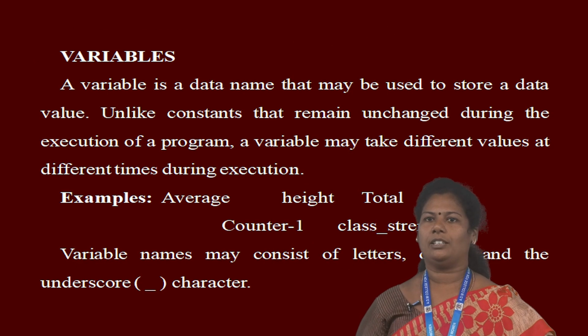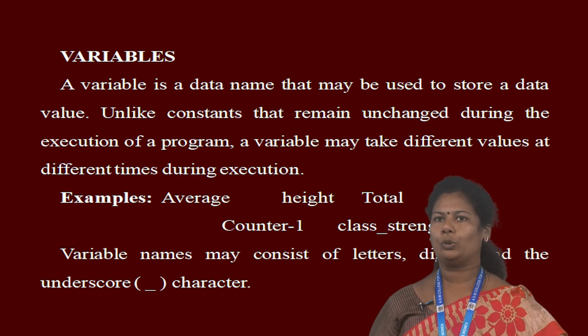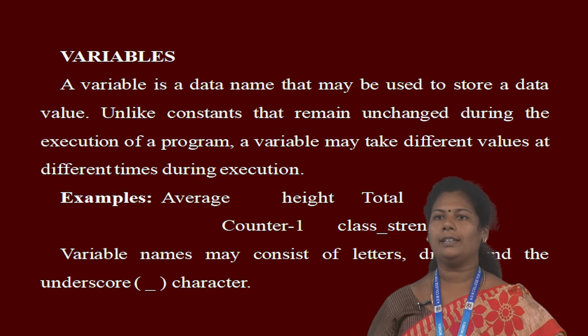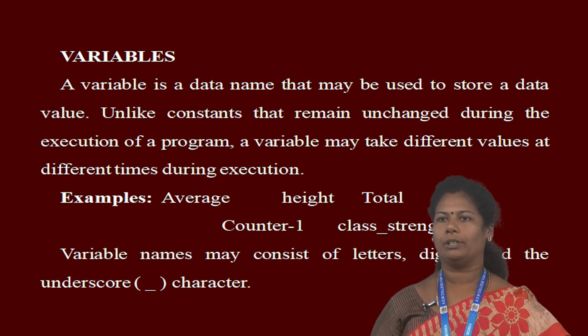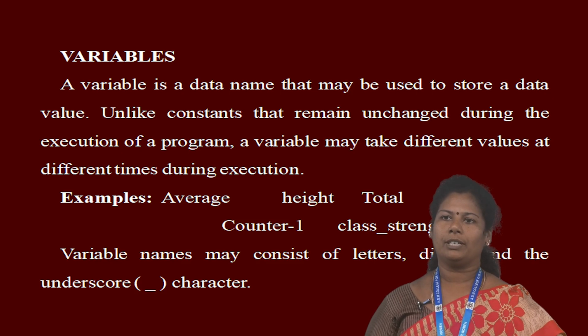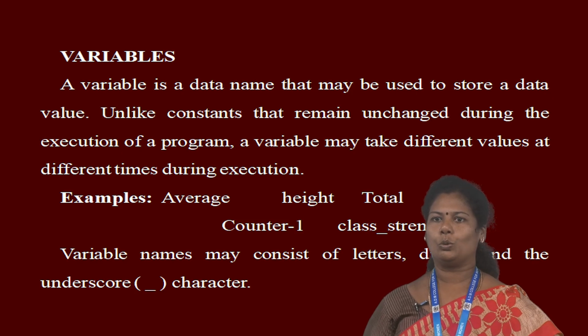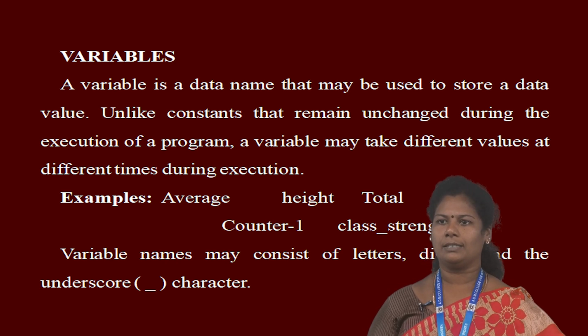Next topic is variables. A variable is a data name that may be used to store a data value. Unlike constants that remain unchanged during the execution of a program, a variable may take different values at different times during the execution of a program. For example, average, height, total, counter1, class_string are examples of variables. Variable names may consist of letters, digits, and the underscore character.